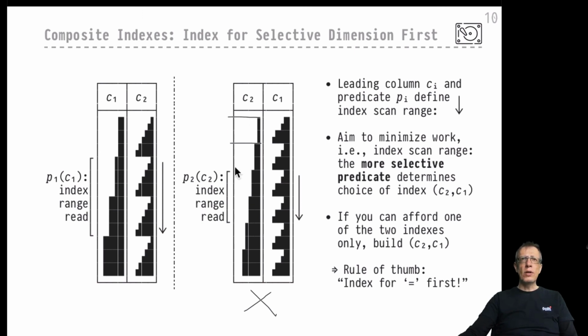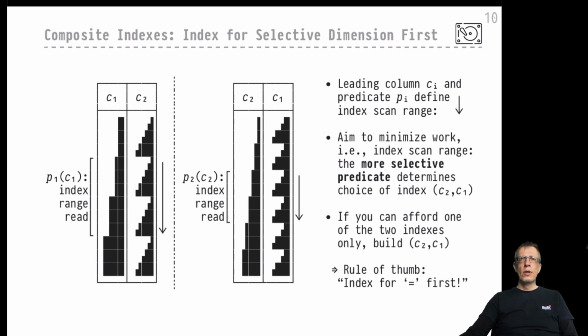You see that there's a greater number of distinct C2 values in this particular example than there are distinct C1 values. So I can expect the scan ranges in this index to be smaller in general. So if I had to choose between the two indexes, then this probably would be my choice. Of course, it's best to have both indexes around, at least from the viewpoint of query evaluation. Index maintenance is a different story here.